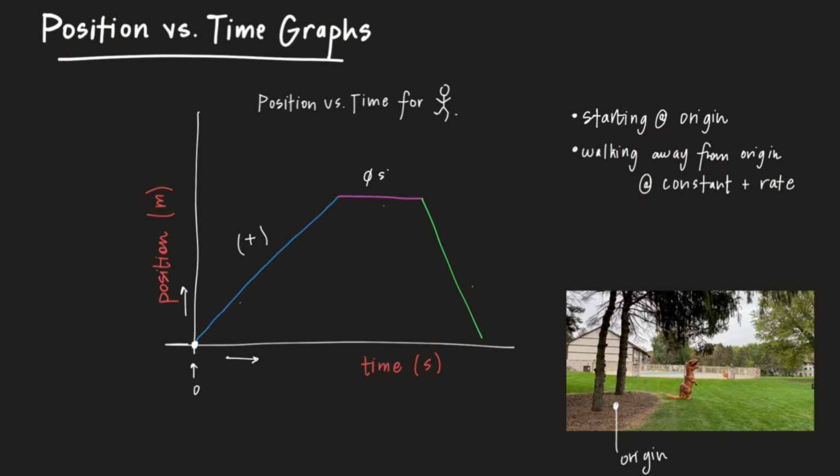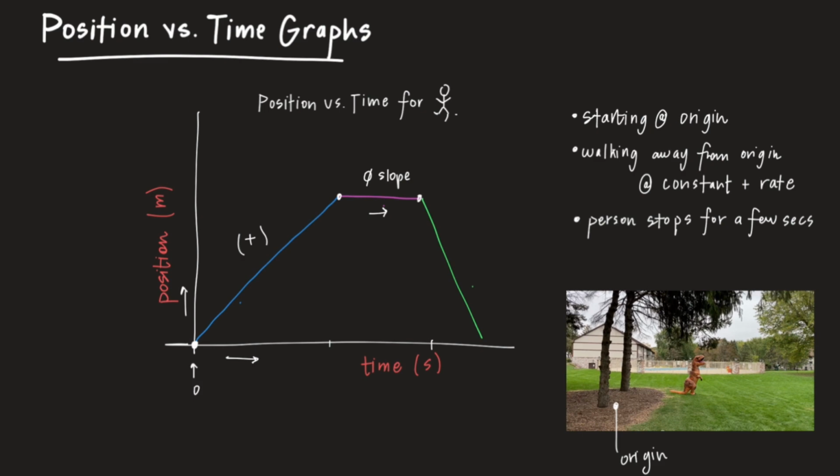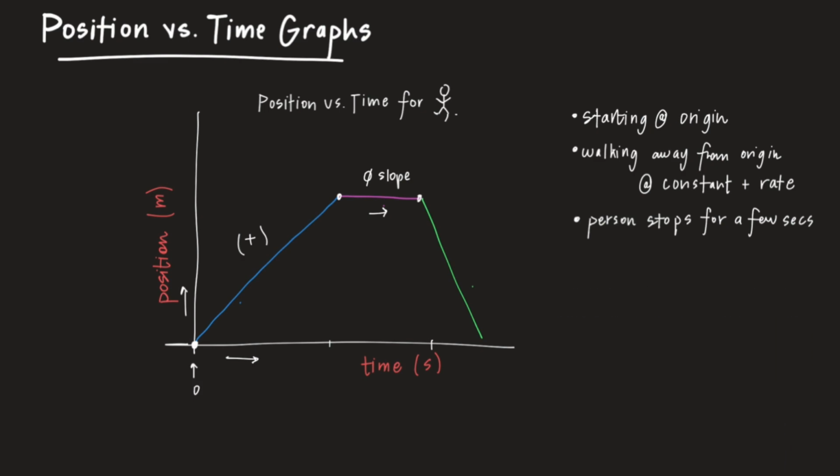But then we notice we've got a segment there, that pink segment, has 0 slope. So as time is increasing, the position is not changing. The position stays at the same position. The person isn't moving. The person stops moving for a short amount of time. We'll just say that that's a couple seconds. So the person stops for a few seconds. Just like I did in the video, I was standing there for a few seconds, and then I continued moving. Okay, I'm just going to move that out of the way as we continue with this graph.